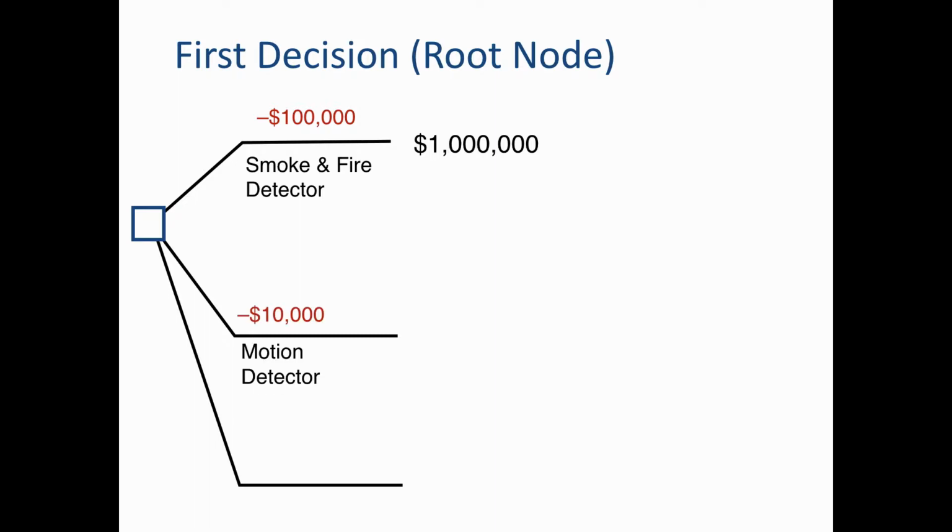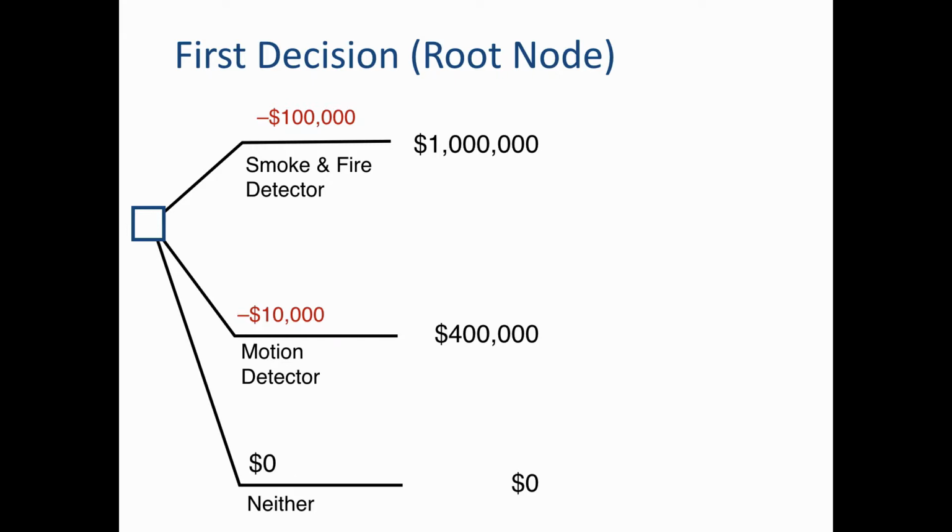The second product being suggested is a motion detector, which will cost $10,000 to develop, and the person proposing it is suggesting that it would bring in $400,000 if it succeeds in the marketplace. And the third option is to do none of the first two and do nothing. Not develop a new product. You won't make anything, but then again it won't cost you anything either. So there are our three options.